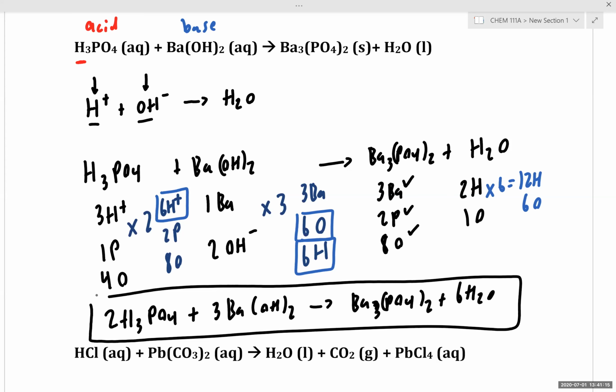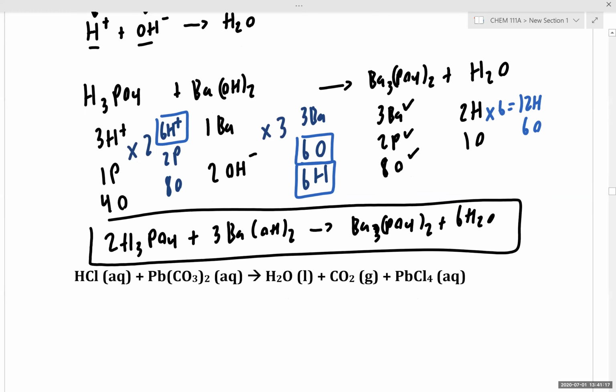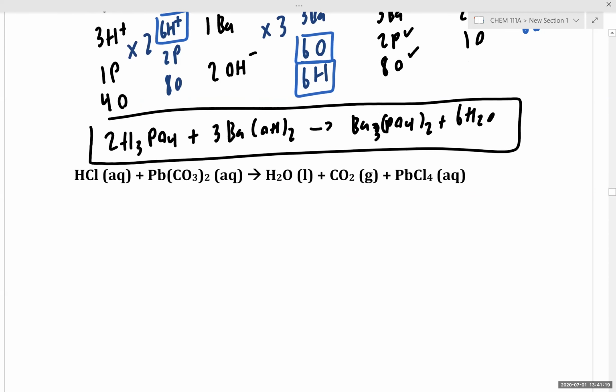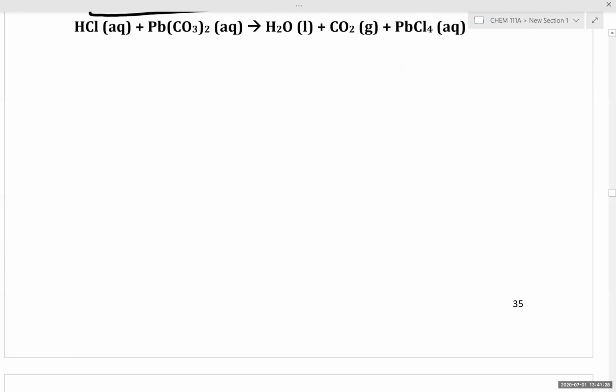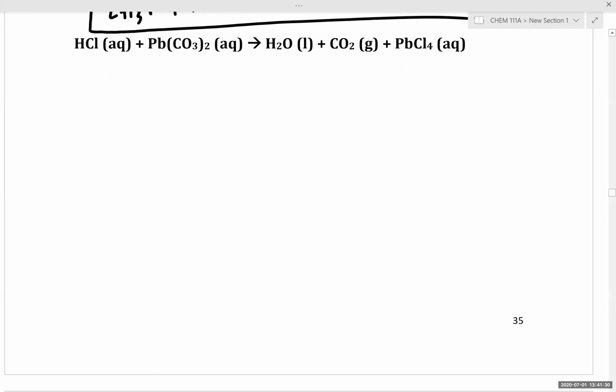Okay, let's look at another example. This is another type of acid-base reaction, but it follows slightly different rules. I would recommend balancing this equation using your standard method. So let's take a look at the following reaction and let's try to balance it, and we'll spend about 3 minutes on this problem.